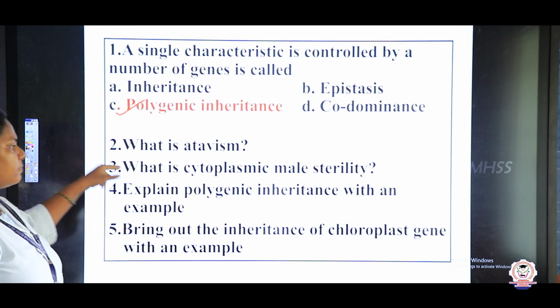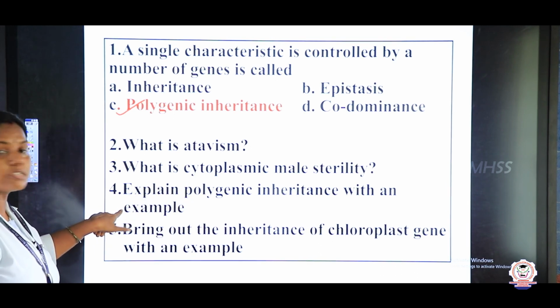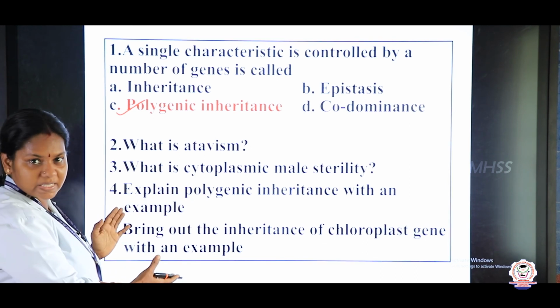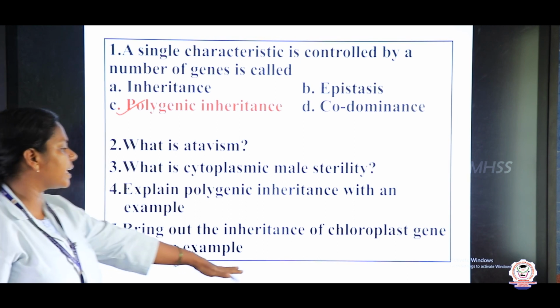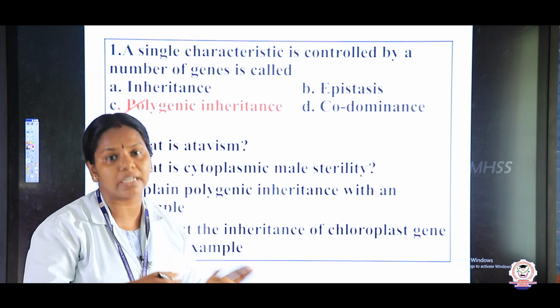And there are some more questions. What is atavism? What is cytoplasmic male sterility? And polygenic inheritance with an example. You can write Mirabilis jalapa as an example and bring out the inheritance of chloroplast gene with an example. So these are all the questions related to this topic.